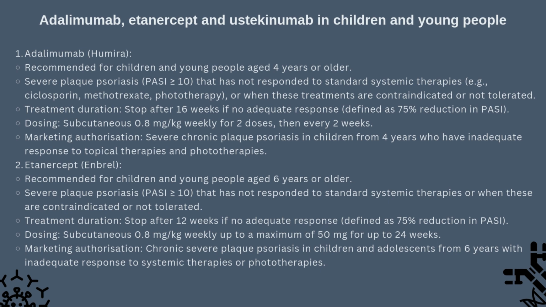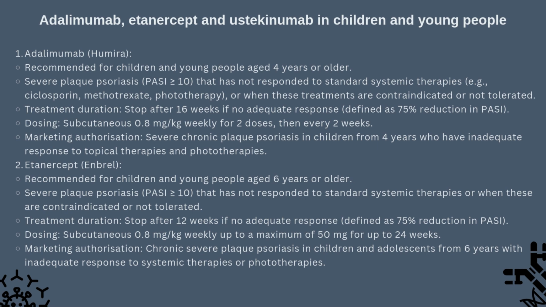Marketing authorization: severe chronic plaque psoriasis in children from 4 years who have inadequate response to topical therapies and phototherapies. Etanercept, Enbrel, is recommended for children and young people aged 6 years or older with severe plaque psoriasis, PASI ≥ 10, that has not responded to standard systemic therapies or when these are contraindicated or not tolerated. Treatment duration: stop after 12 weeks if no adequate response, defined as 75% reduction in PASI. Dosing: subcutaneous 0.8 mg per kilogram weekly up to a maximum of 50 mg for up to 24 weeks.